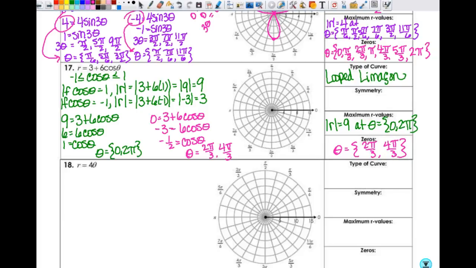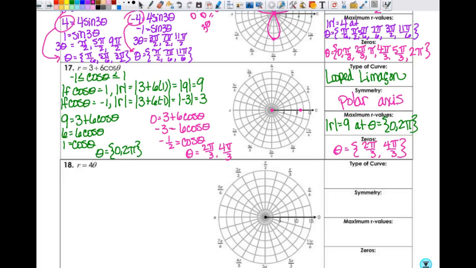All right, so let's plot a few points here. Got a maximum radius of 9 at 0. This is 8, this is 10, so 9 is right here. It's 0 and at 2 pi, so 0 is good enough. And then I do have some zeros. Since I know it's a looped limaçon, and these are 2 of the points that I have, this is going to be my line of symmetry. Oh, I'm sorry, not pole symmetry, polar axis symmetry.